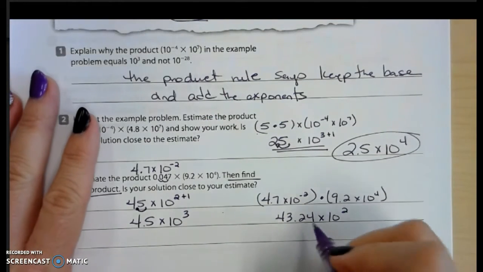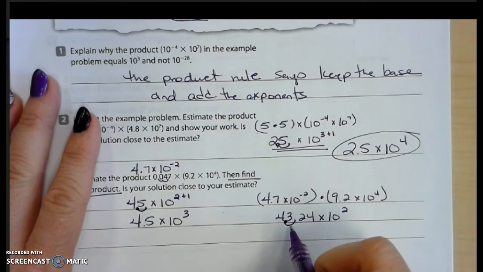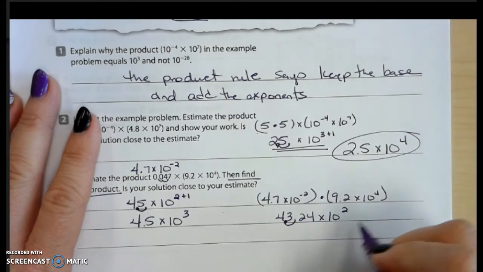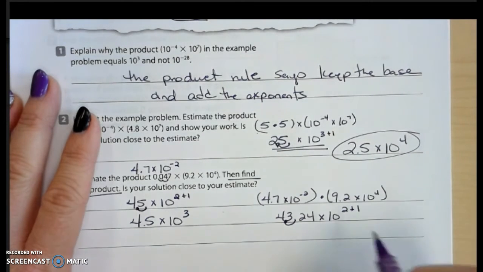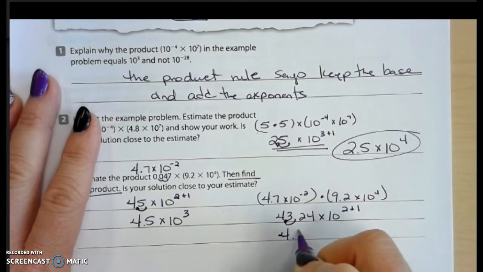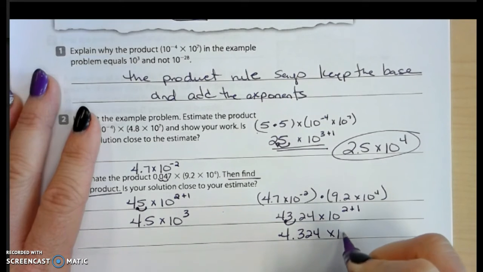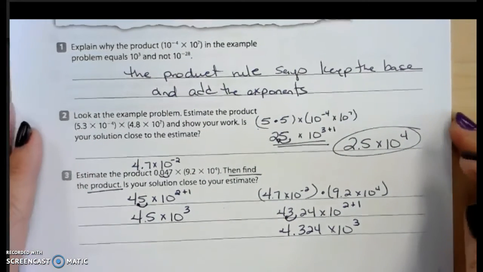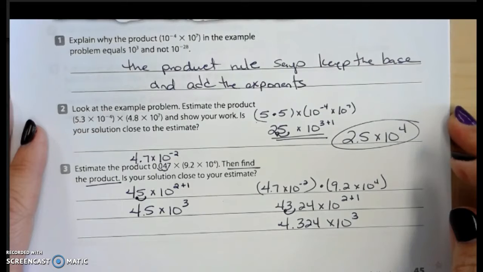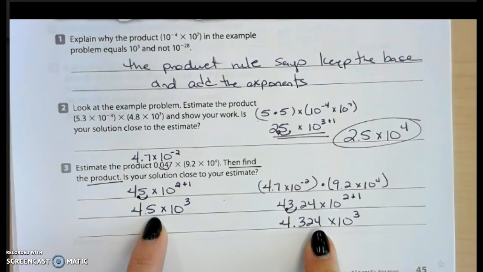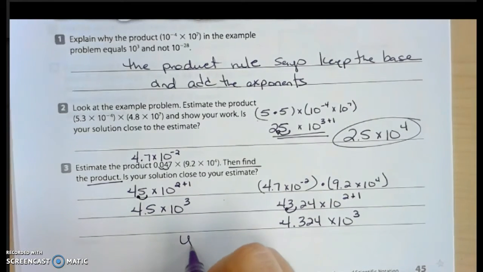Still not in correct scientific notation. I'm going to decrease my constant and increase my exponent by 1 place value, giving me 4.324 times 10 to the third. Then they want to know, is our estimate close? Here's my estimate. Here's the actual solution. Yes, they are close.